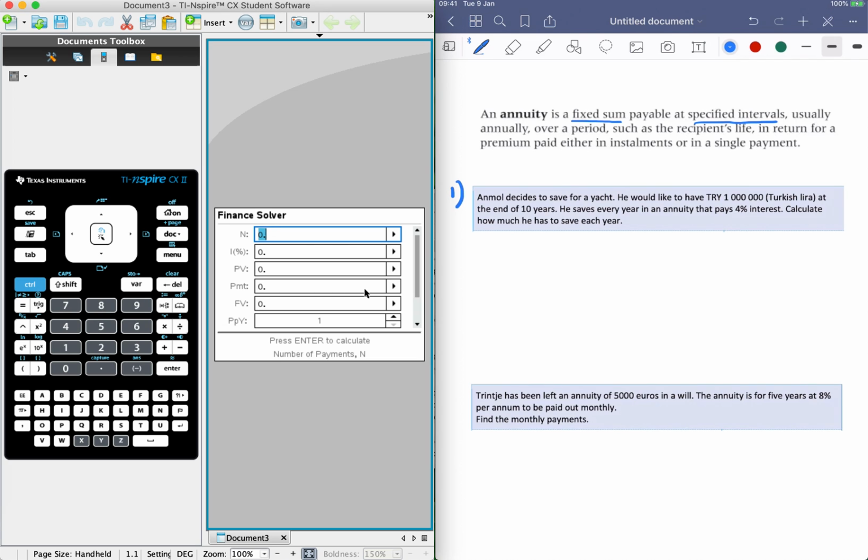Now, n, I would say, would be this 10, the number of years. So n we're going to put in as 10. The percentage interest, well, that's going to be 4. What are we looking for? We're looking for the future value. I think we also know the future value. So FV has to be 1 million, because he needs 1 million of these Turkish lira.